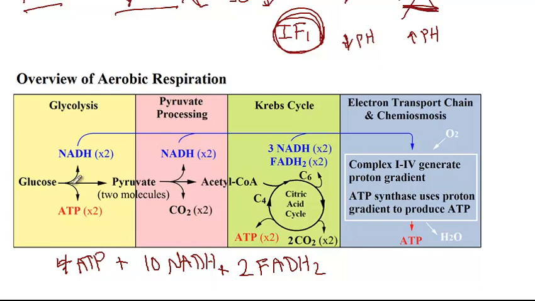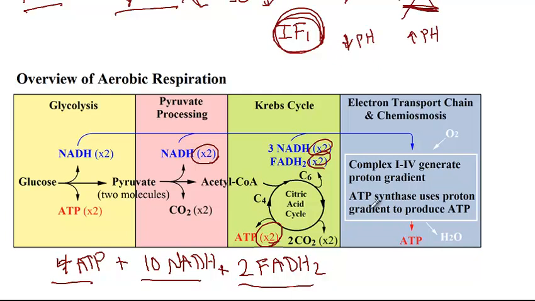Glucose conversion to pyruvate gave us 2 NADH and 2 ATP. Pyruvate to acetyl coenzyme A gave us 2 NADH. And then finally, citric acid cycle gave us 3 NADH, 1 FADH2, and 1 ATP. But since we had 2 molecules of pyruvate from here on, everything is multiplied by 2. And if you add up all these numbers, we get 4 ATP, 10 NADH, and 2 FADH2.